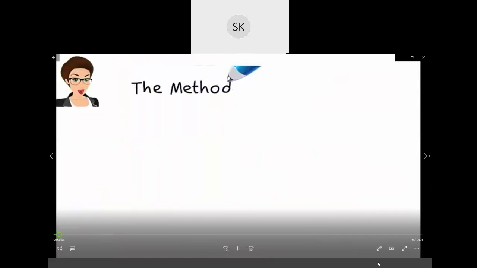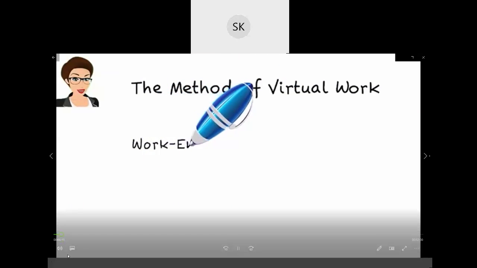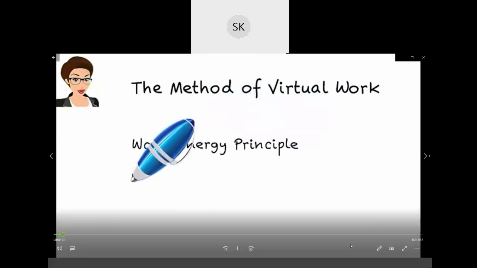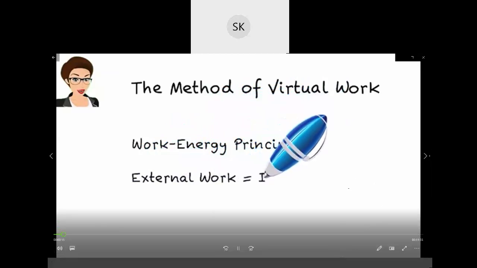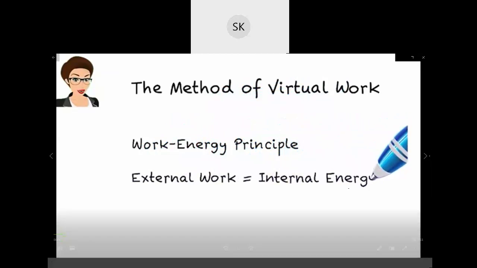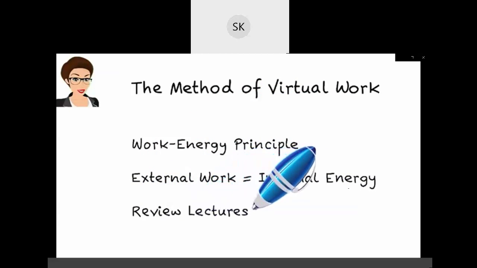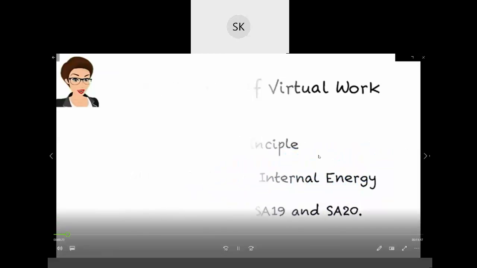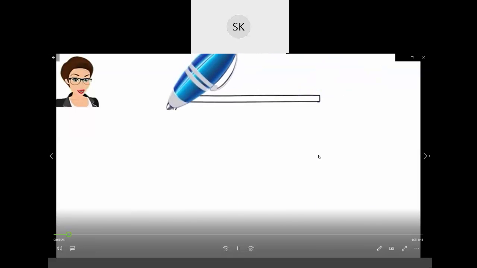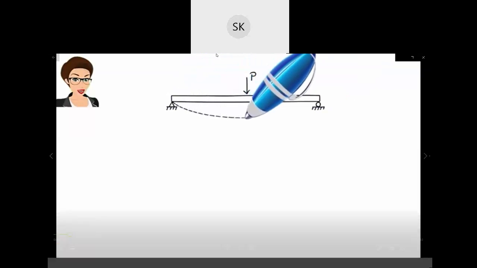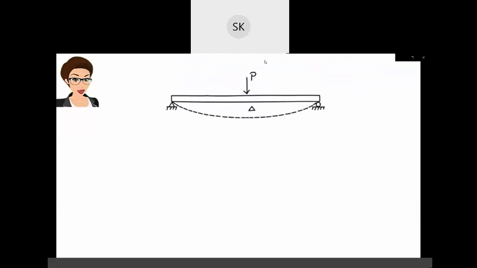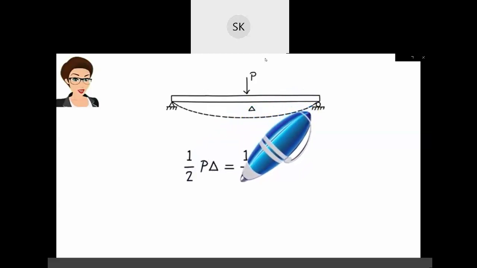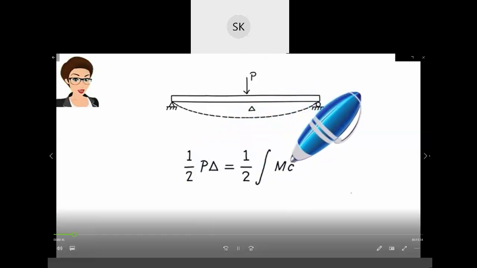The method of virtual work. In previous lectures, the work energy principle was used to relate external work to internal energy in a structure. See lectures SA 19 and SA 20. For example, for a simply supported beam subjected to a concentrated load, the work energy equation can be written as 1/2 P times delta equals 1/2 times the integral of m.